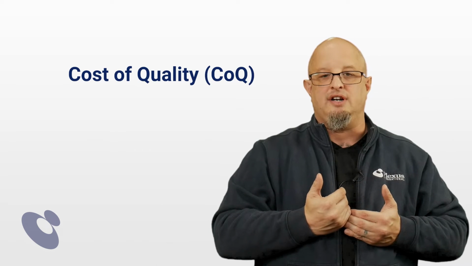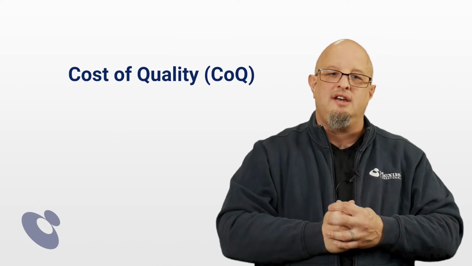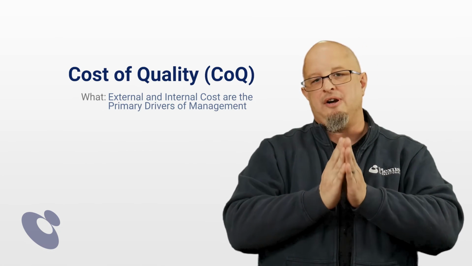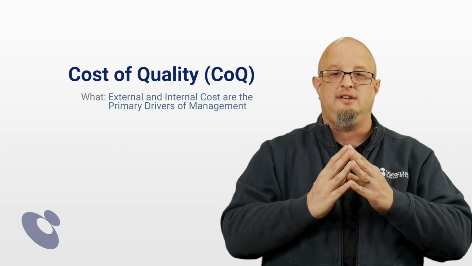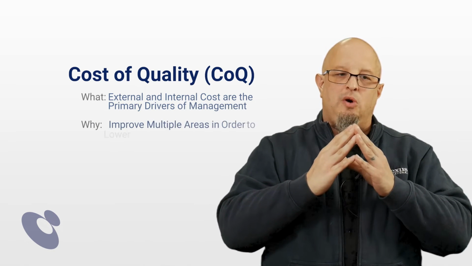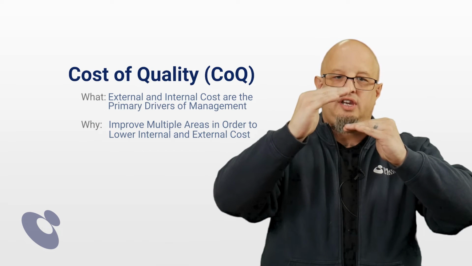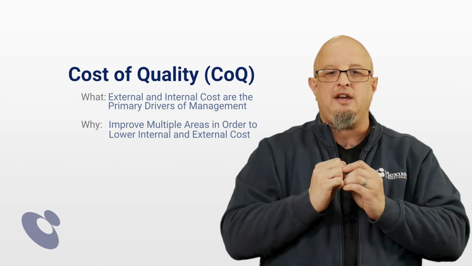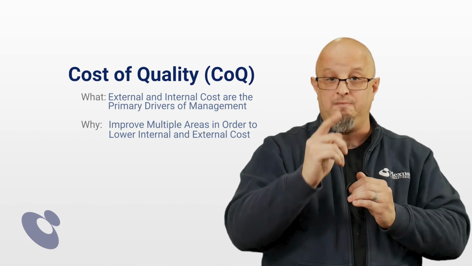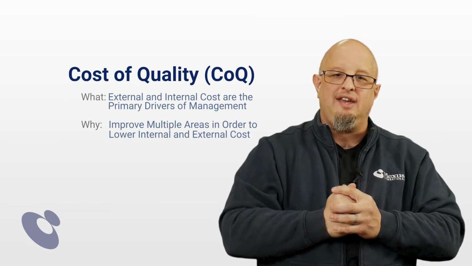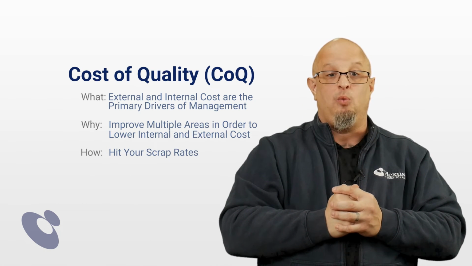Now, the other thing, the third one, cost of quality. Now there's a couple other videos on our site about this. Folks, external and internal costs are the primary drivers of management. So if you're planning your PFMEA audit, if you are able to reduce the internal cost of quality and the external cost of quality, that translates in quality speak to lower customer PPM, which is a good thing, more on-time delivery, which is a good thing, and lower scrap rates, which is a good thing.